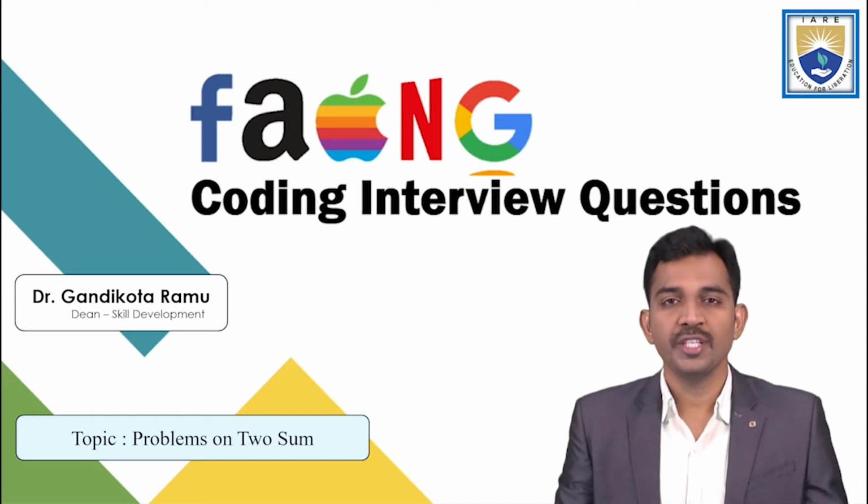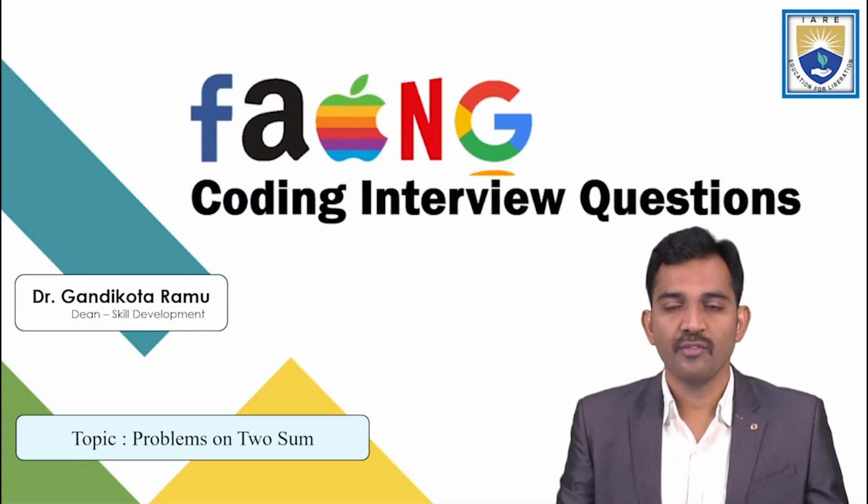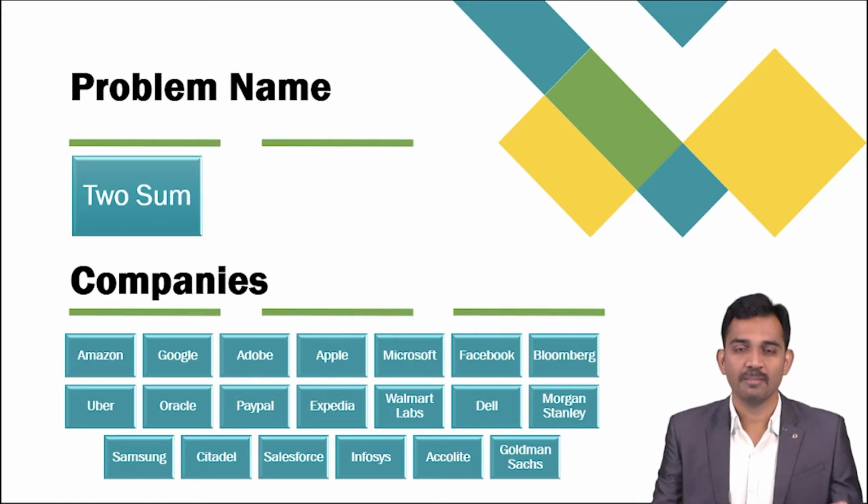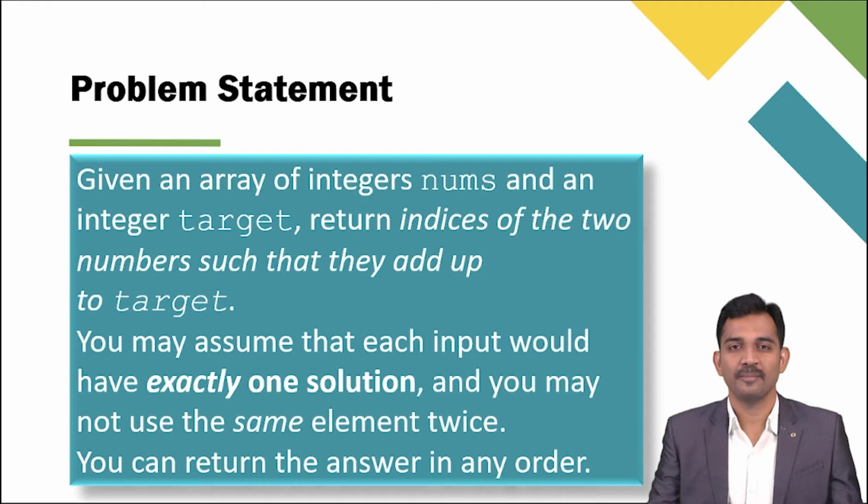Today we are going to see a new problem in a series of FANG coding interview questions. Today's problem is two-sum. Before going to the description of the two-sum problem, let us see which companies ask this question in their interview process. Here I mentioned the top companies. Almost all top product-based companies ask this particular question. This is a very important question from the product-based companies' point of view. Okay, let us see the description of the two-sum problem.